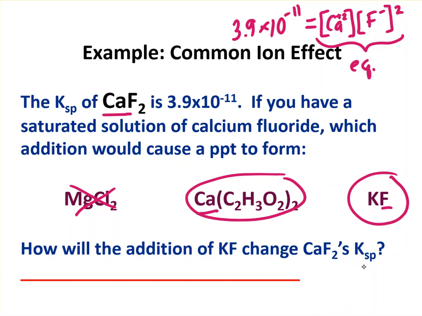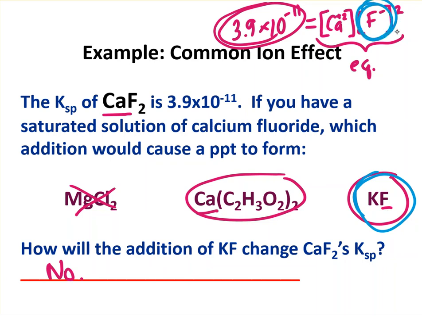Does it affect the Ksp? And no, it doesn't change the equilibrium constant. This number stays the same. It's just that when we add, say, potassium fluoride, we're increasing this value to where it's too high. So what'll happen is that the concentration of the other ion has to drop so that we're still getting this number as a product.